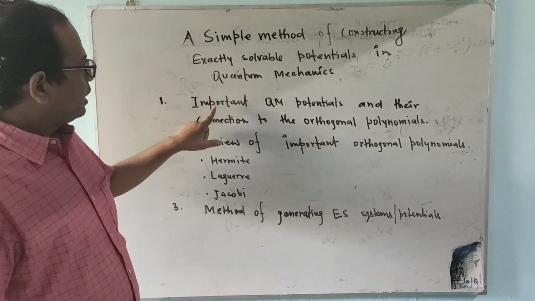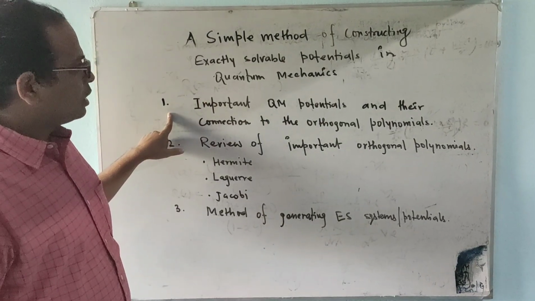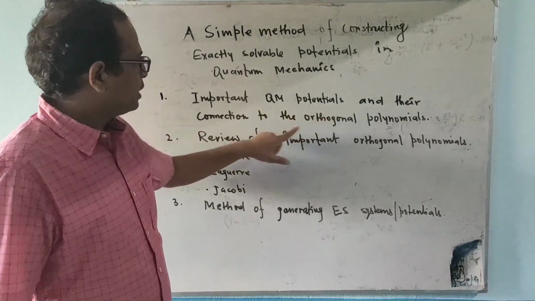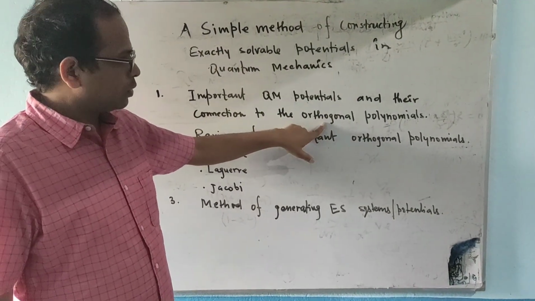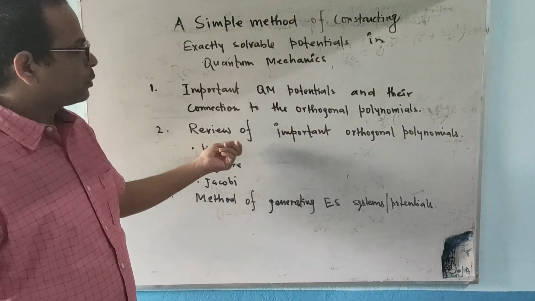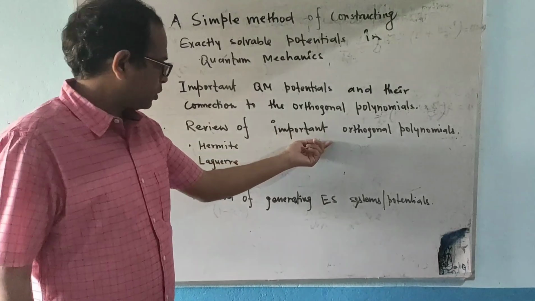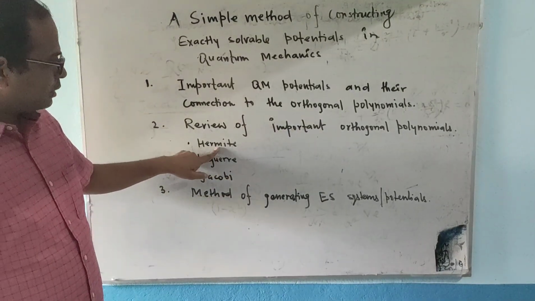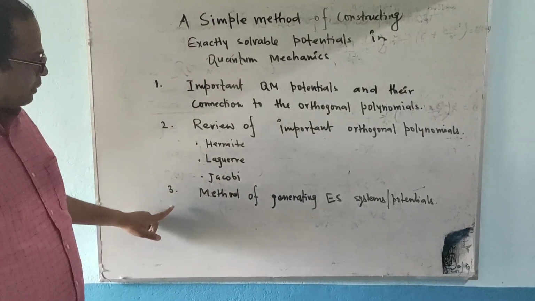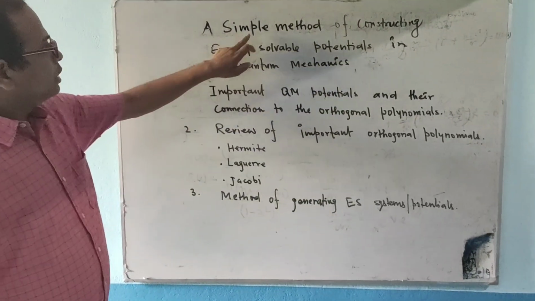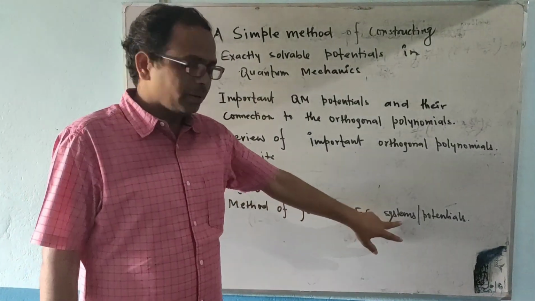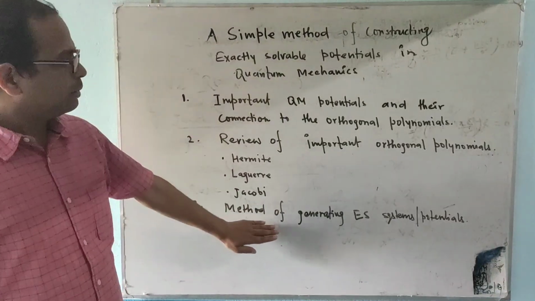First, we will discuss some of the important quantum mechanical potentials and their connection with the orthogonal polynomials. Second, we will discuss some important properties of the orthogonal polynomials such as Hermite polynomial, Laguerre polynomial and Jacobi polynomial. And thereafter we will discuss this simple method, that is the method of generating exactly soluble systems. It's a very simple method.